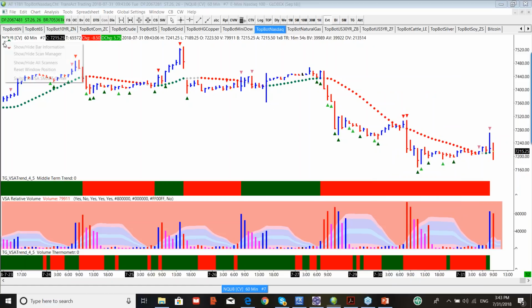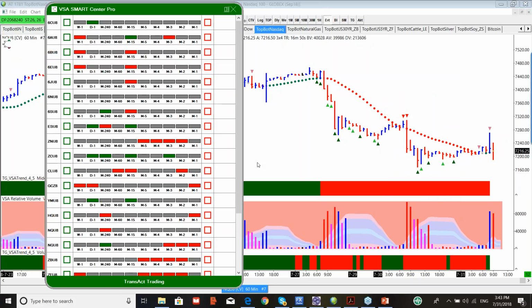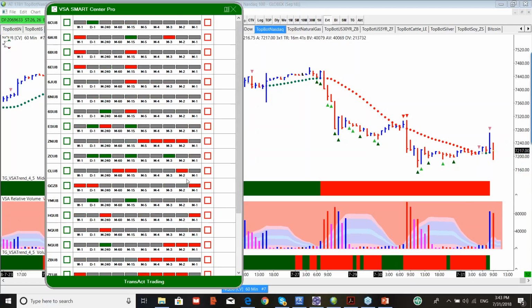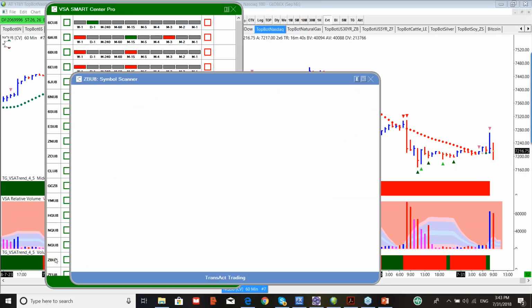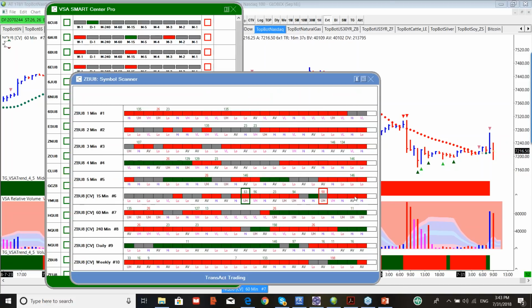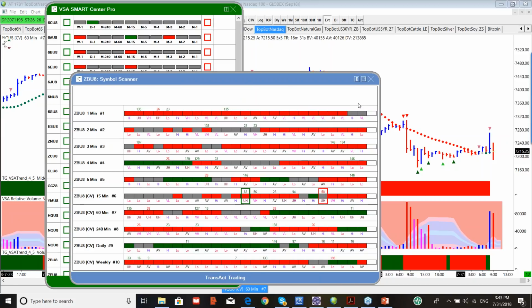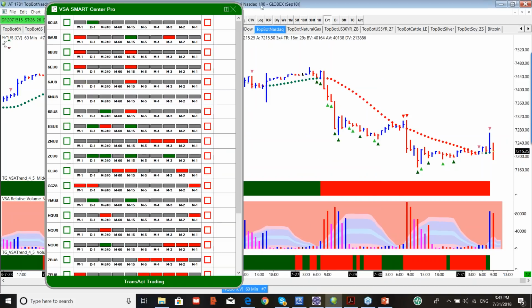Very simple. I've got it set in my Smart Center Pro, which I'll put up now, and basically what will happen here and it's the same with all of these. There's a lot of congestion in some of these markets at the moment, but when they all start to turn red on the smaller time frames, a bit like the bonds have done here, all right, so the bonds have turned over. There were some shorts in bonds earlier today. There was the trap up move here, and then everything turned to the negative side.